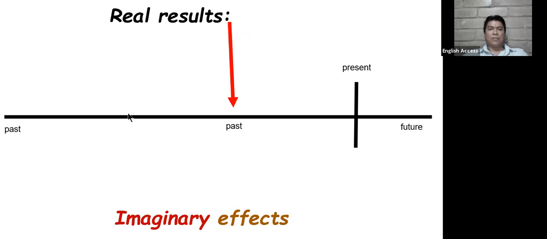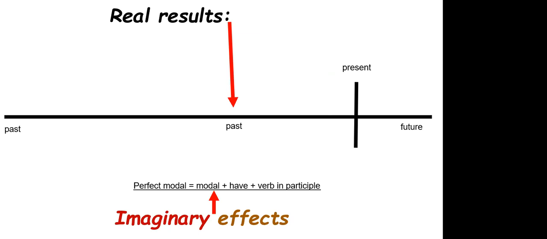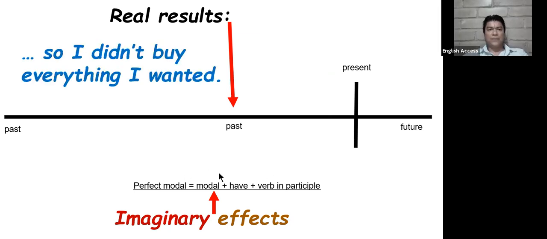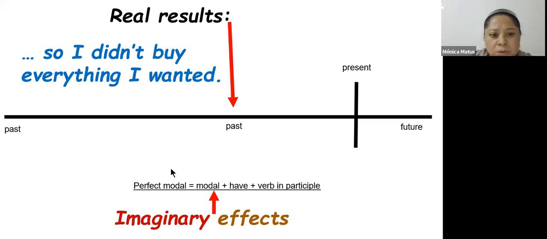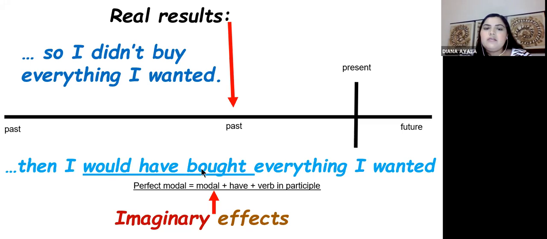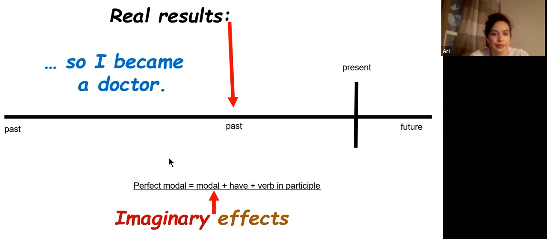When the real result is in the past, the imaginary effect is in perfect modal. What's the perfect modal? Would have plus have plus verb in participle. An example: I didn't buy everything I wanted. An imaginary effect? I would have bought everything I wanted.